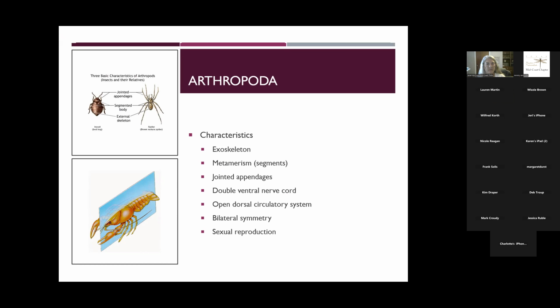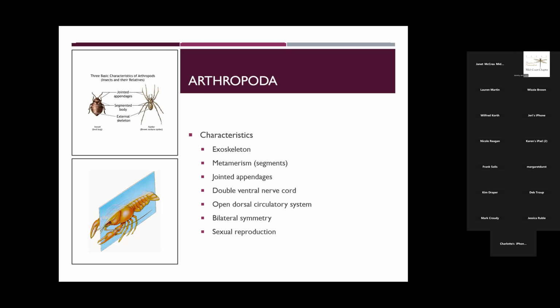To go along with the exoskeleton and to allow the arthropods to move around, they have metamerism, which means that they have segmented bodies and they have jointed appendages, and that helps them be flexible enough that they can get around. Internally, arthropods are going to have a ventral nerve cord running along the underside of their body. The circulatory system runs along the back, and they do have a dorsal aorta, but it is an open circulatory system where the aorta will pump the blood, and then for the rest of the time, it just kind of sloshes around in the body.